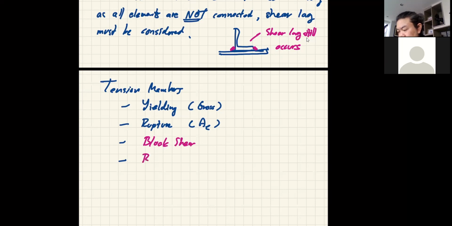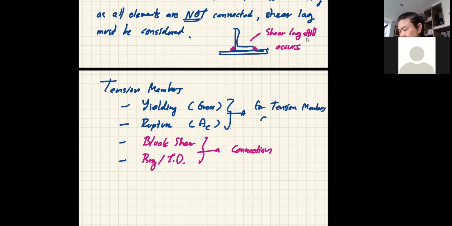Block shear and bearing tear out. Block shear is when part of your tension member can fall off, and bearing tear out is a failure at the both holes. So this will be in the connection part. And when you consider the connection, which Ajahn Sutat will take over, you need to consider 4 of them. But let's say for tension members, to understand the aspect of the member itself, we are at these 2, okay, for tension members. For now.